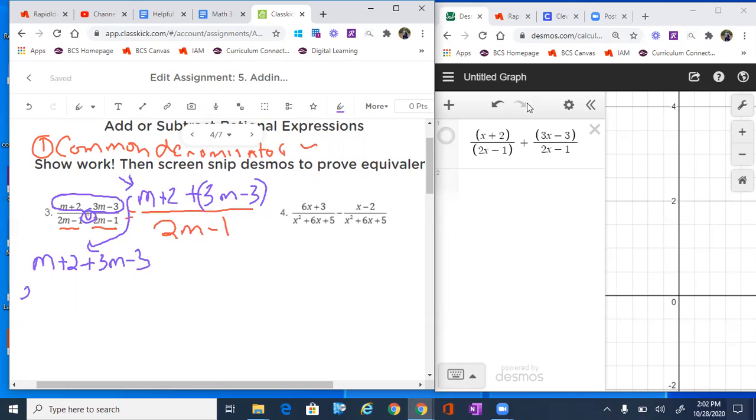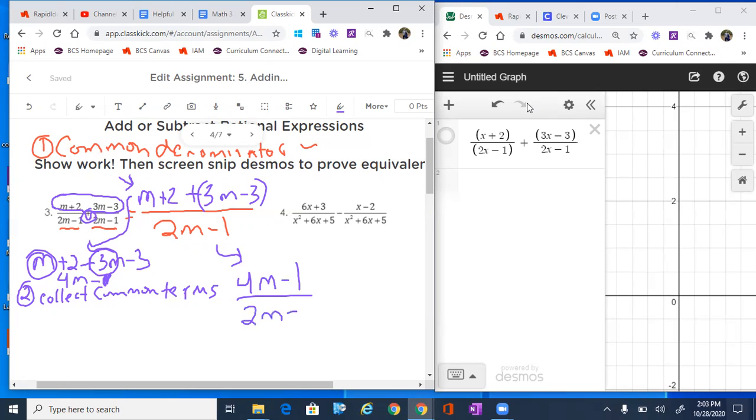And when I do that, number 2 is essentially collect common terms. Those common terms are, for example, m plus 3m. Well, what is m plus 3m? I know that that is 4m. The m and 3m are common, and 2 minus 3 is minus 1. And what I'm going to simply write now is 4m minus 1 over 2m minus 1.